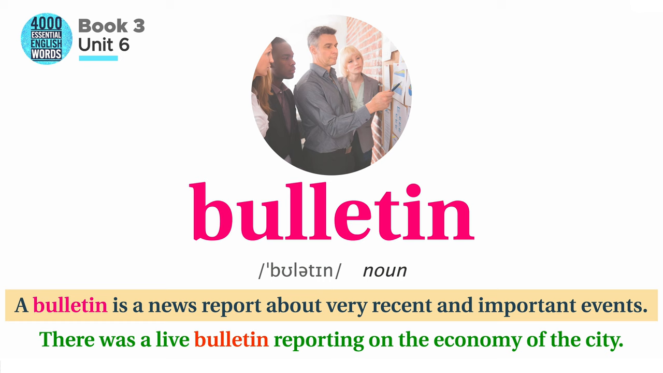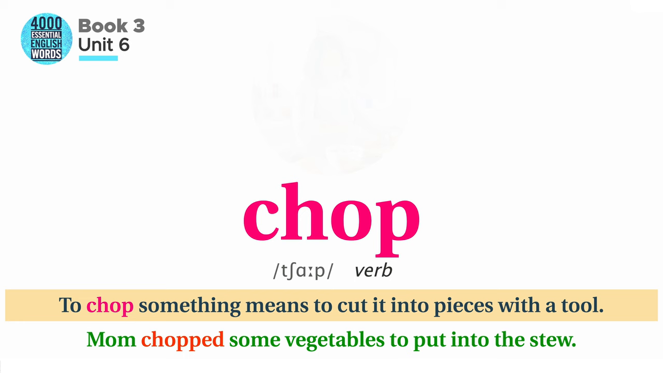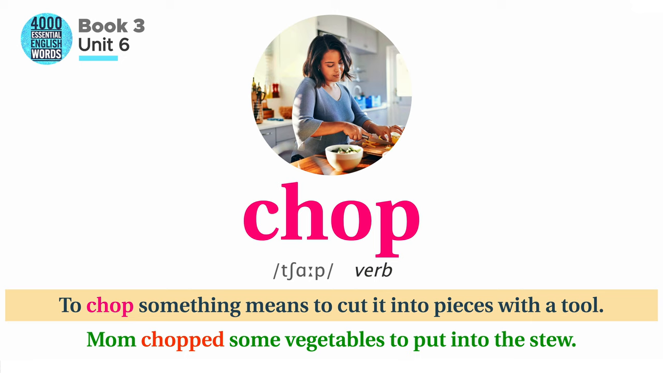Bulletin. A bulletin is a news report about very recent and important events. There was a live bulletin reporting on the economy of the city. Bump. A bump is a small raised area on a surface. The monkey got a bump on his head because he was hit by a rock. Chop. To chop something means to cut it into pieces with a tool. Mom chopped some vegetables to put into the stew.